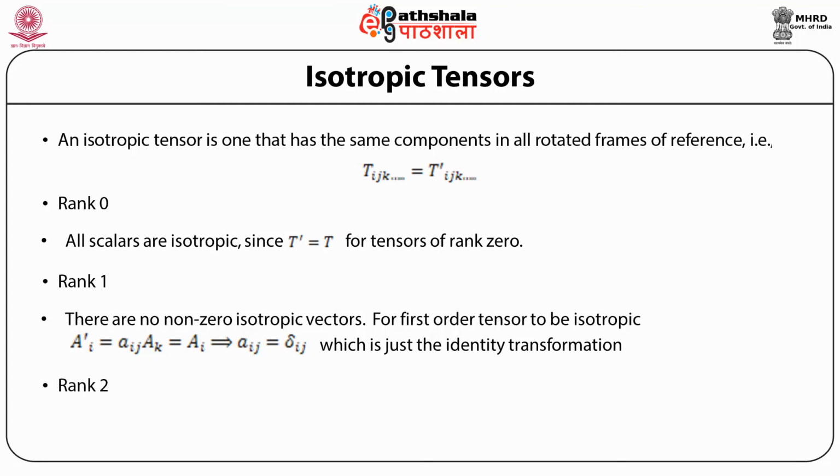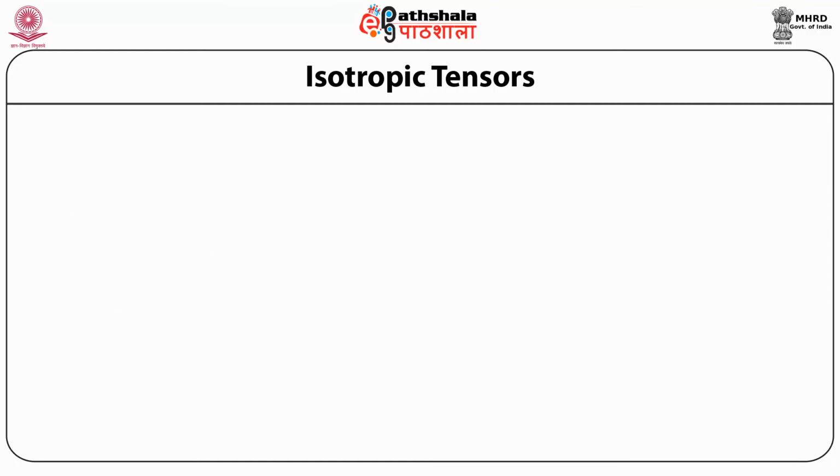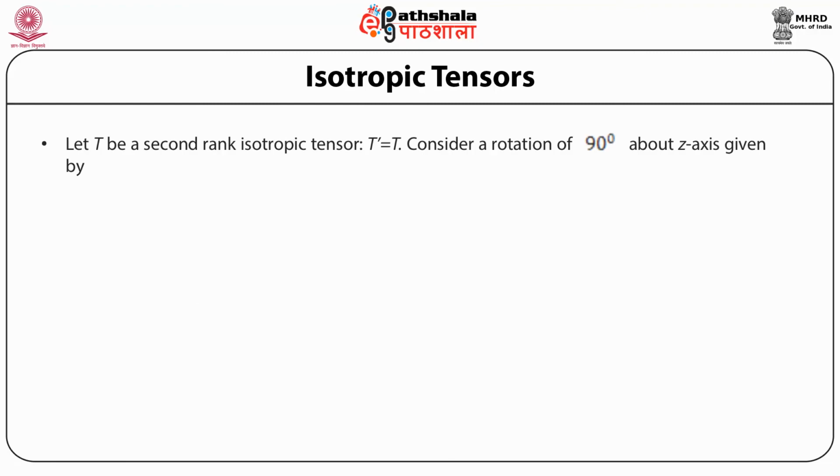Rank 2. Kronecker delta is the most general isotropic second rank tensor. Let us see the proof. Let T be a second rank isotropic tensor such that T dash equals T. Consider a rotation of 90 degrees about the z axis, which is given by the matrix 0, 1, 0, minus 1, 0, 0, 0, 0, 1.